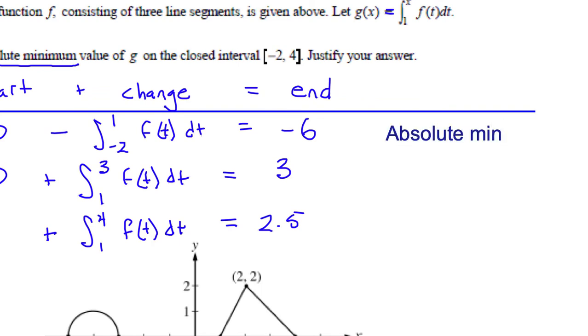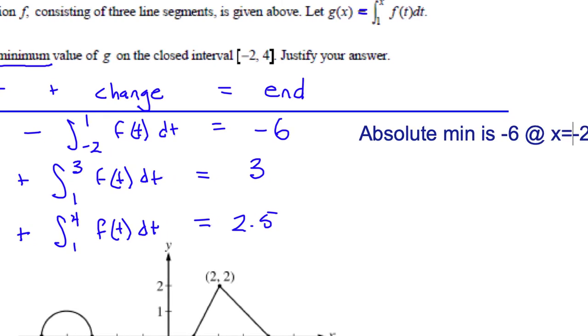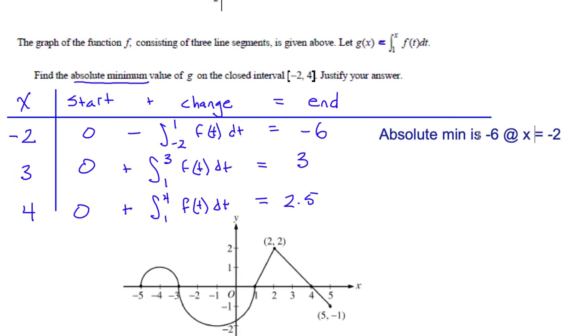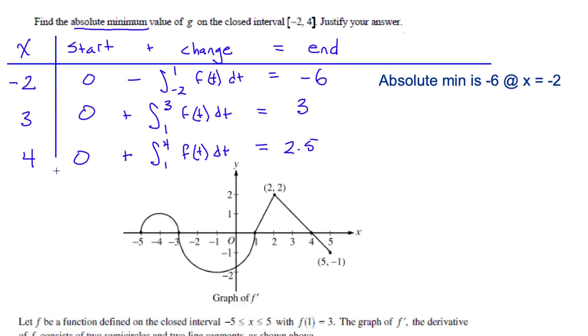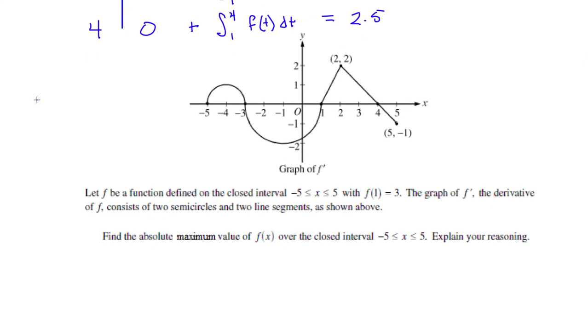Absolute min is -6. Where does it happen? At x is equal to -2. I always put at where it happens and what the absolute minimum is. Sometimes it asks for one, sometimes it asks for the other, sometimes it asks for both. If you always put both, you'll always get your points. And your justification comes from the fact that you have a table where you're checking your relative extremas. That was number 1. On to number 2.